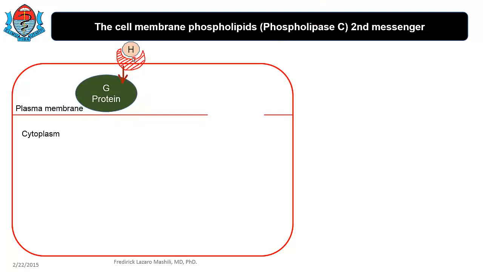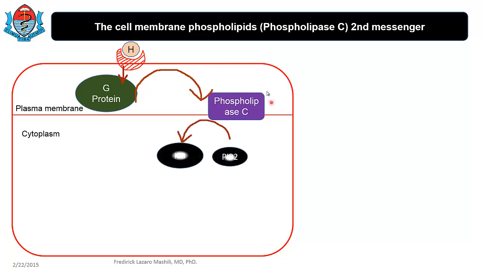So you have your hormone binding to a receptor, again activating G protein as usual. But in this case, the G protein will not activate adenyl cyclase. It will activate phospholipase C. And phospholipase C catalyzes the conversion of phosphoinositol diphosphate to inositol triphosphate, PIP2 to IP3. IP3, or inositol triphosphate, is our guy. This is the second messenger.